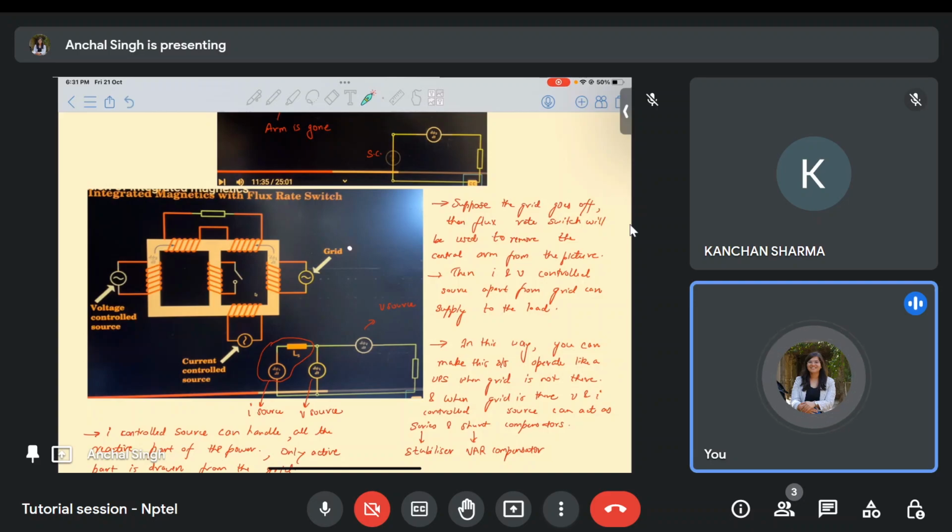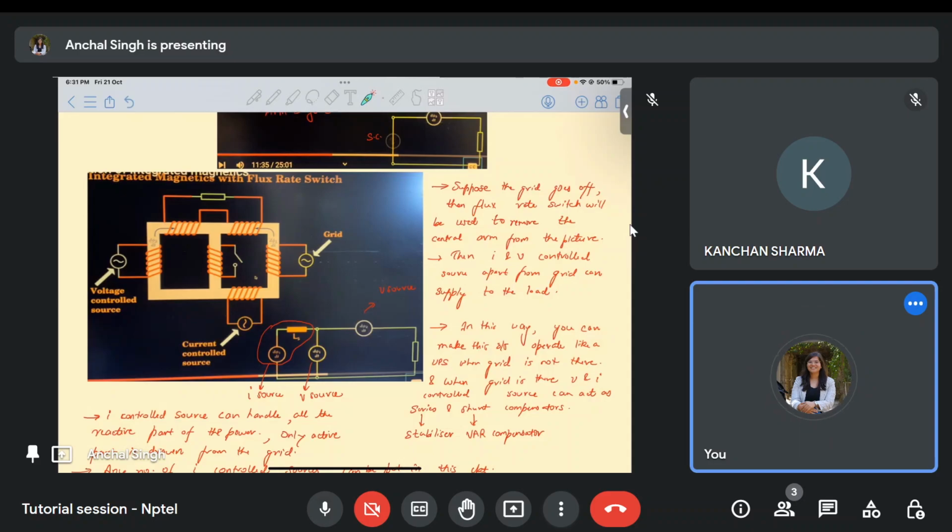But in case my grid is not there, my grid is gone now. In that case, I can use these to maintain the voltage across the load, or the bare minimum purpose. Suppose the grid goes off, then the flux rate switch will be used to remove the central arm from the picture, and then the current and voltage sources apart from the grid can supply to the load. In this way, you can make the system operate like a UPS when the grid is not there. So this small system in itself acts like a submicrogrid, where using the flux rate switch, I'm controlling the operation of the submicrogrid, what role these things will play in my system.